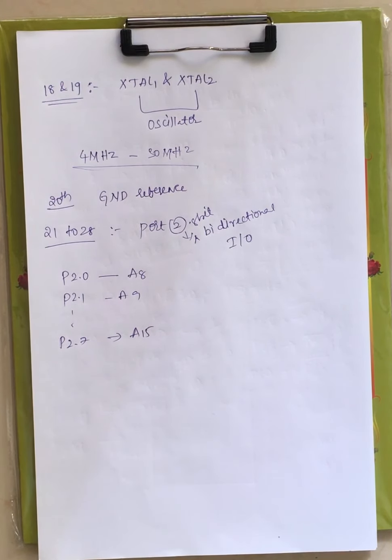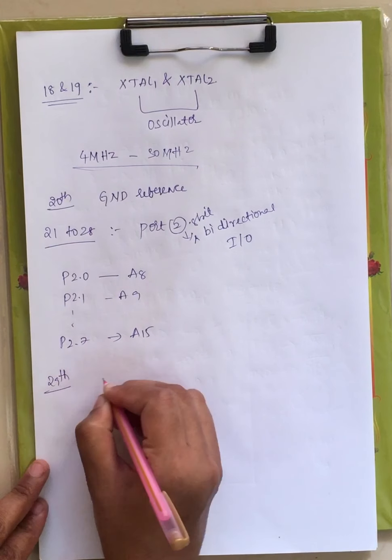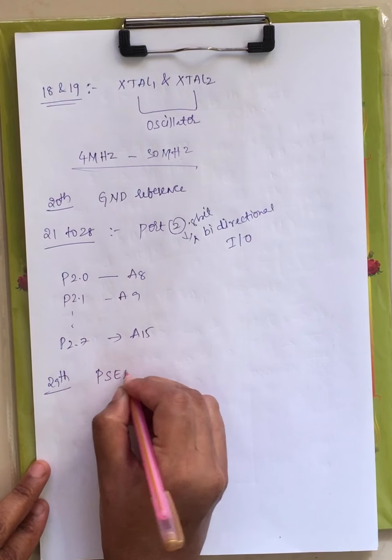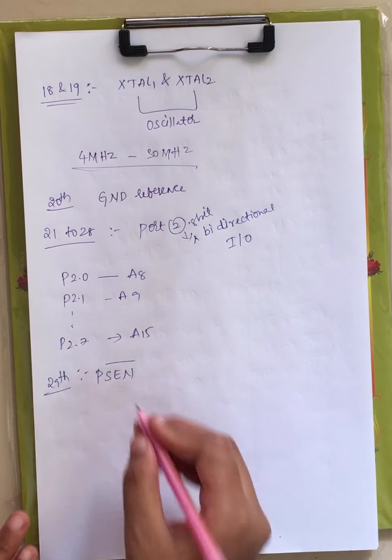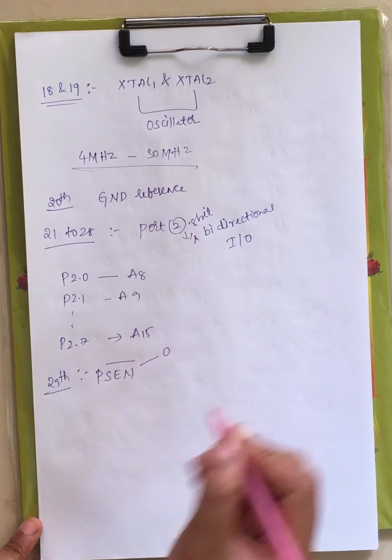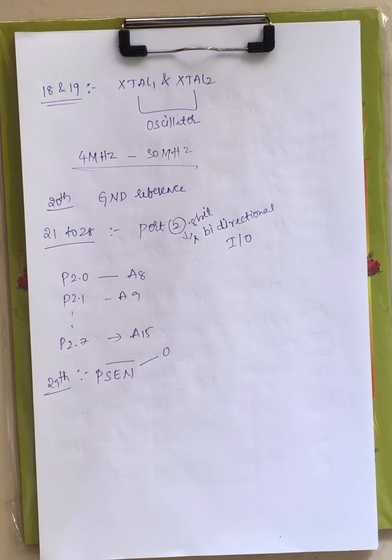Now coming to the 29th pin. What is the 29th pin? PSEN bar. PSEN stands for program store enable. Since it is bar, this operates for logic 0, right? Now this is used to read external program memory, right?